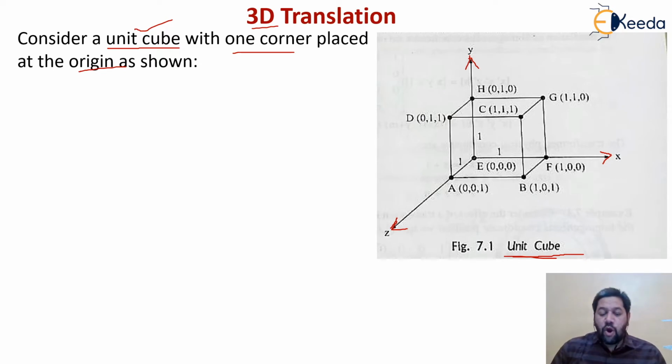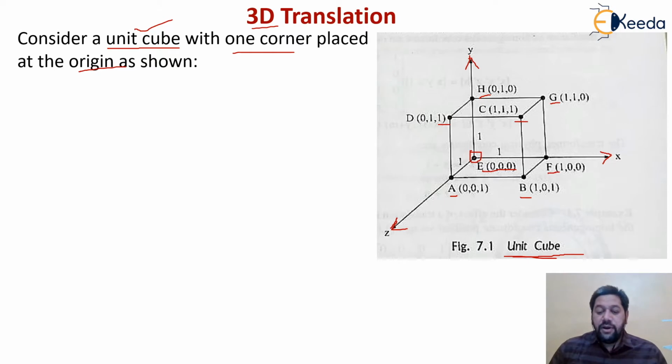Now the points of this unit cube. My unit cube is represented with the points A, then B, then C, then D, then E. We can find that the point E has overlapped on the origin. So that's why the values of E are 0, 0, 0. E's X value is 0, Y value is 0, and Z value is also 0, because the E point of this unit cube overlaps on the origin. Then I'm having F, G and H.